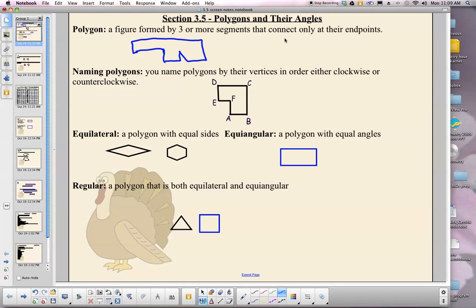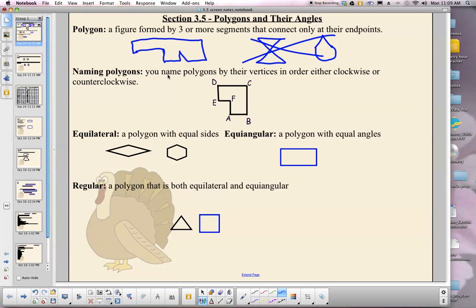For example, you couldn't have this. This is not a polygon because the segments intersect at more than just their endpoints. And you couldn't have anything that looks like this, because even though it does have some segments, it has curves. So those would be wrong. That one would be correct.